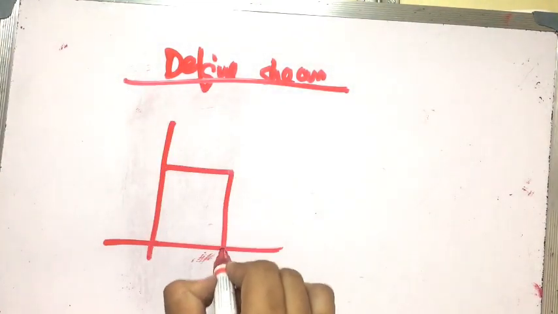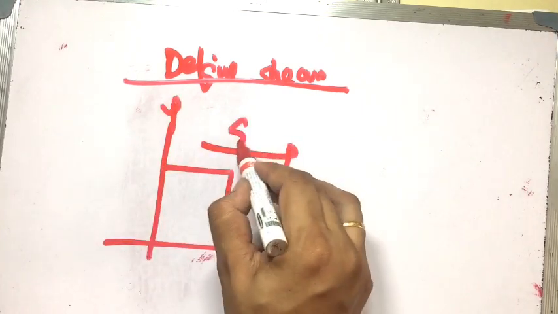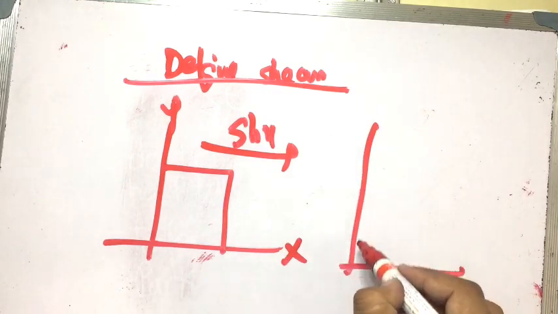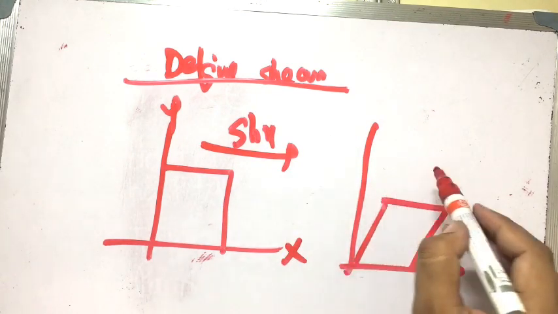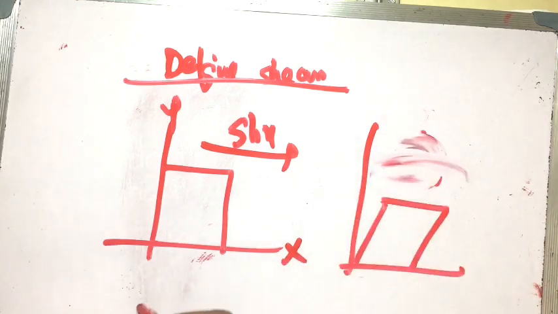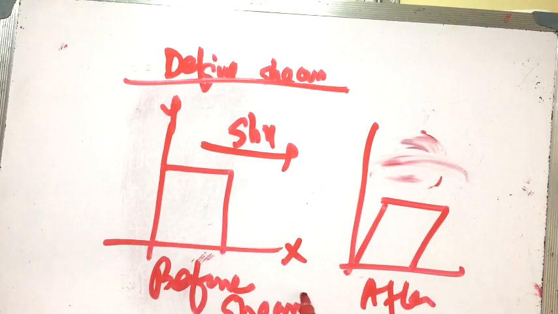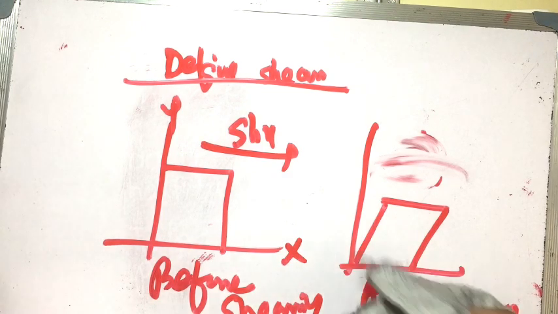For example, suppose this is the object, this is the x-axis, this is the y-axis. When you apply shearing along SHX, then the object will look like this. This is before shearing, and this is after shearing. Internal layers change. When we apply force on an object, the internal layers are changed and the shape of the object is distorted.